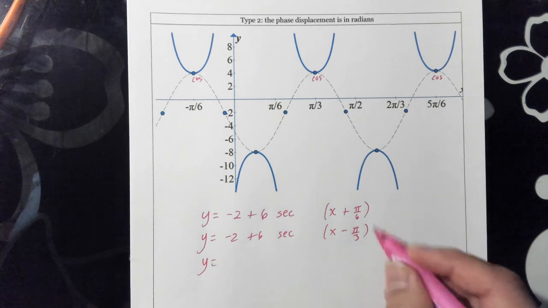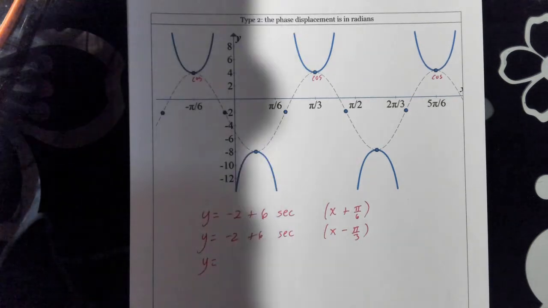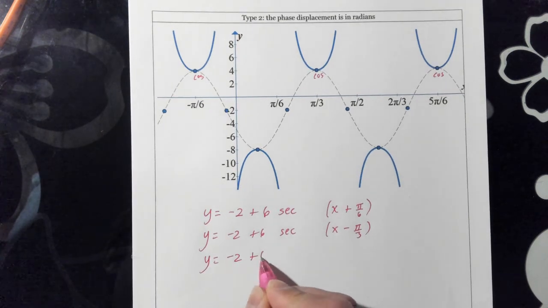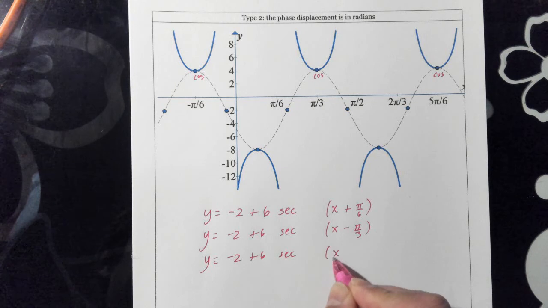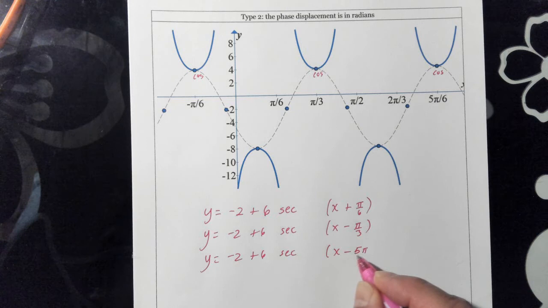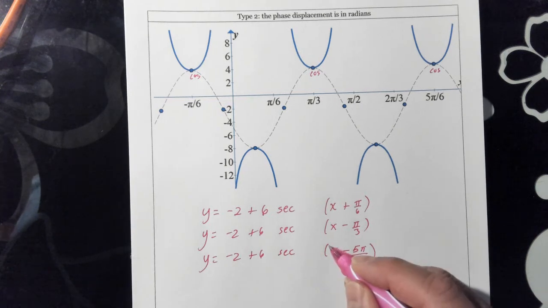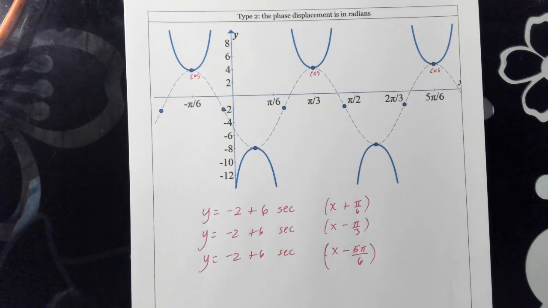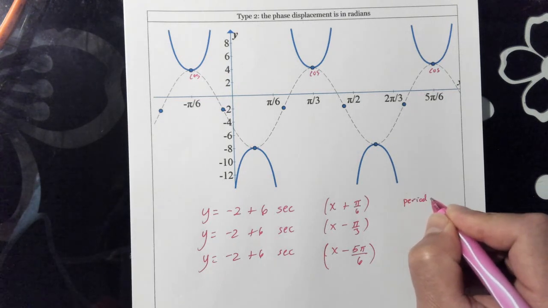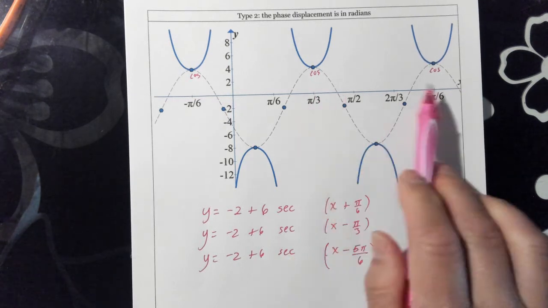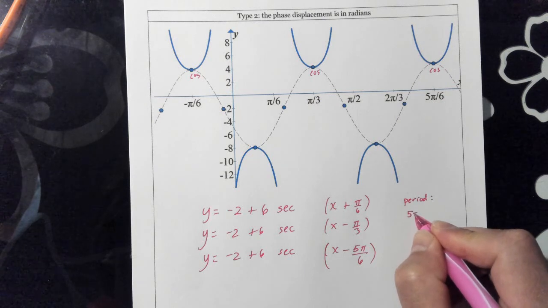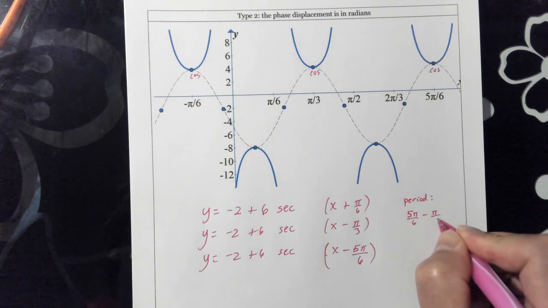If you're really good at fractions, you can already tell what the period is just by looking at these two numbers and finding the distance between them, or the difference. 5 pi 6. So, period. I'm going to take these two numbers and subtract them. So you get 5 pi 6 minus pi thirds.